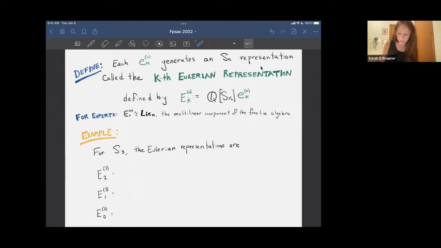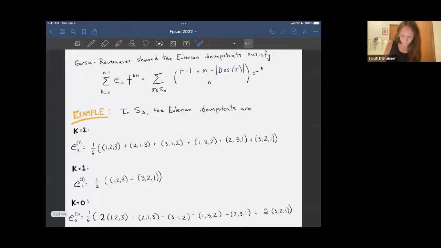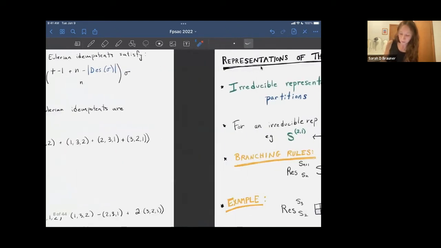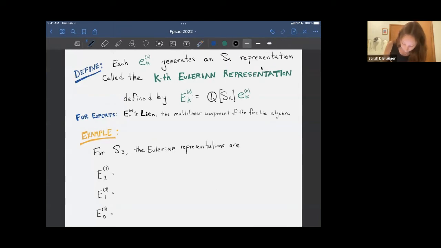And so let's see what these look like in the case of S3. We saw before that this k equals 2 idempotent here looks like this. So it's an unsigned sum of every element of S3, right? And so if I think about the ideal that it generates, if I multiply a permutation by this element, it's just going to rearrange the terms in my sum, but it's not going to change the idempotent. So in other words, the representation that I get is the trivial representation, which if you're familiar has a partition shape that looks like that.